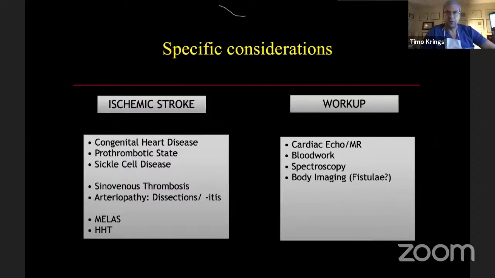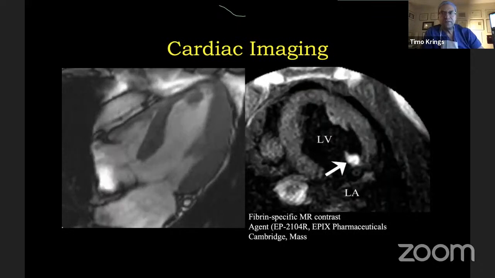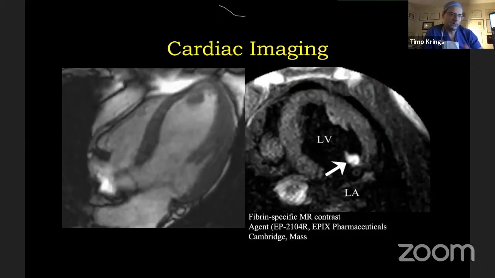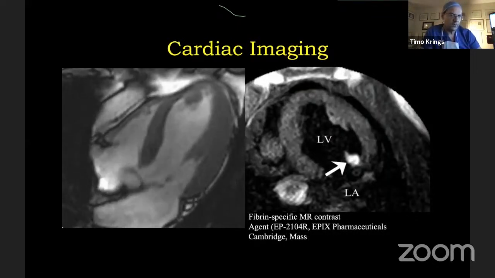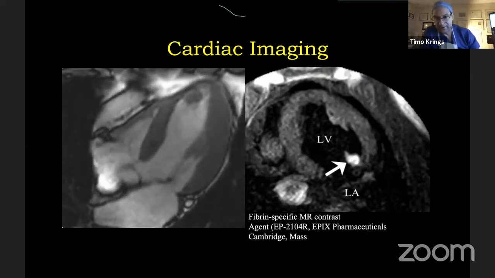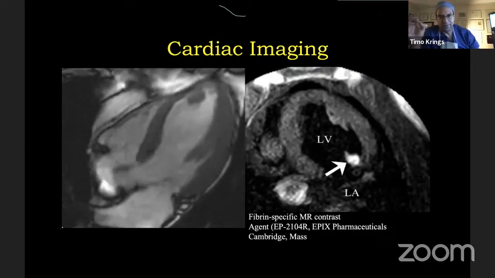We discussed some of the diseases here. Now I will go into specific considerations of childhood stroke. One of these specific considerations is that in the pediatric age group you have to not only look at the brain, but you also have to look at the heart.